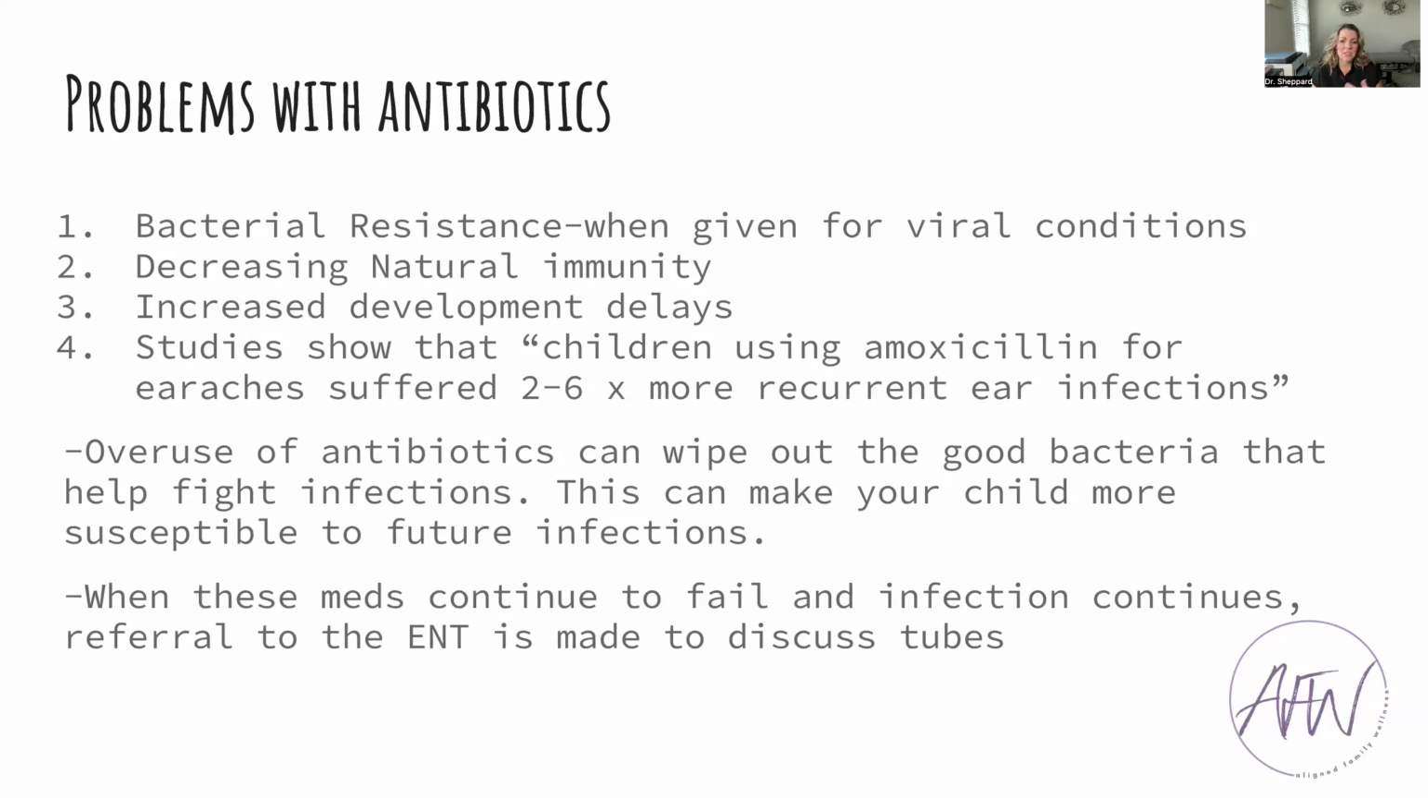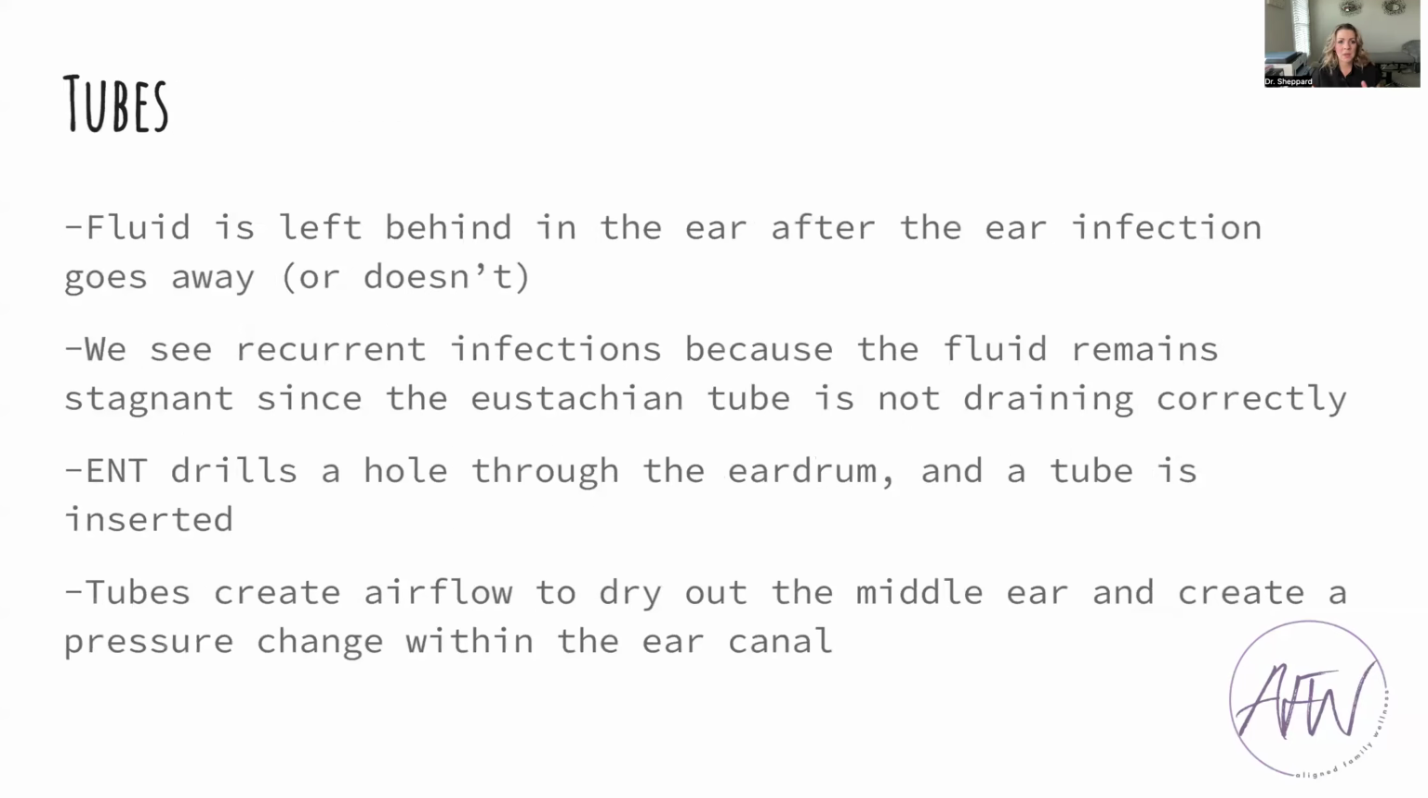So when these meds continue to fail, the infections continue, the cycle continues, a referral to ENT is made to discuss tubes. So what are tubes? Most parents don't even know what's happening or what they're actually getting when their kid is getting tubes. So when fluid is left behind in the ear after the ear infection goes away, or it doesn't go away, we see these recurrent infections because the fluid remains stagnant since the eustachian tube's not draining. So that fluid sits there.